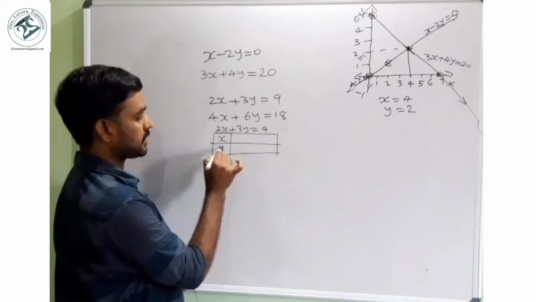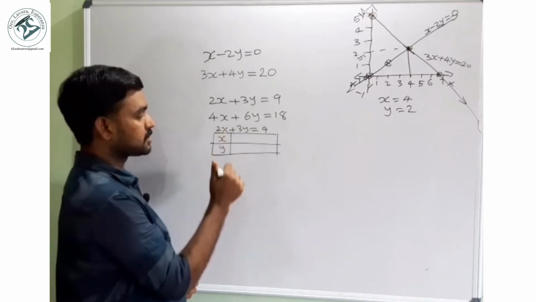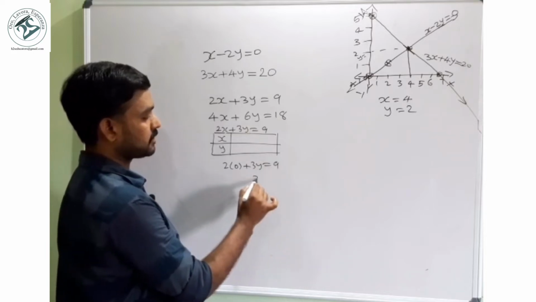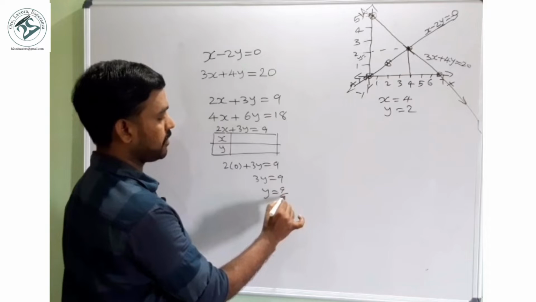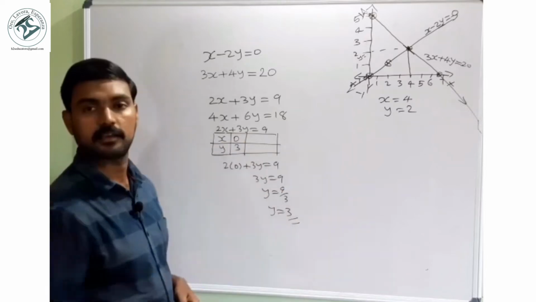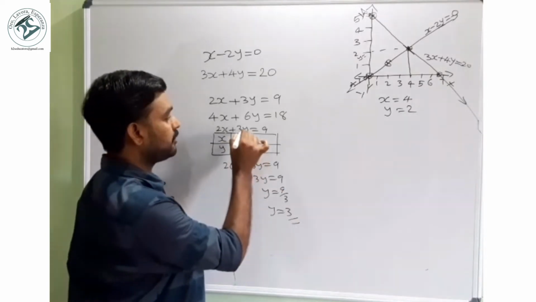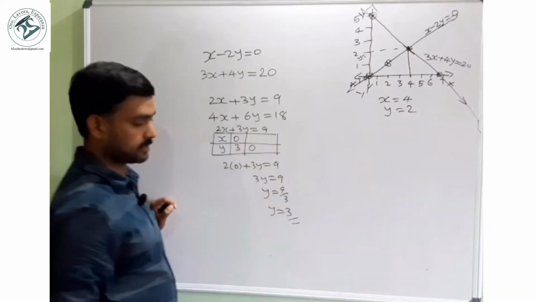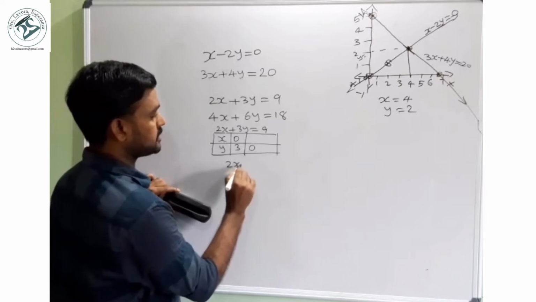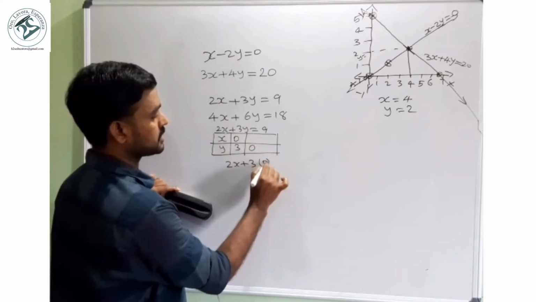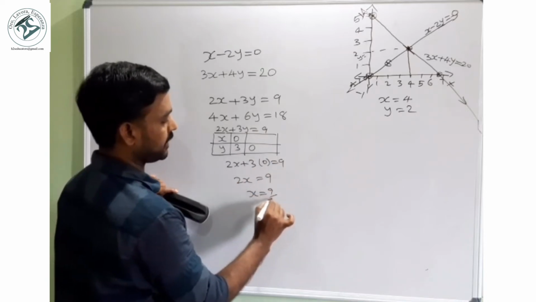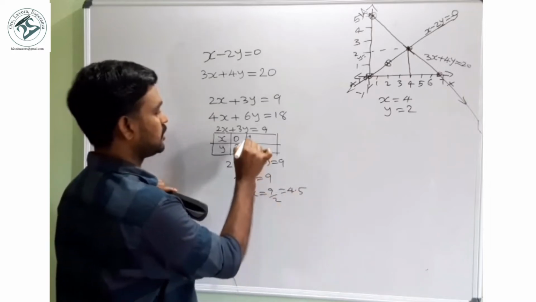First row for x values, second for y values. If x is equal to 0, 2 into 0 plus 3y is equal to 9. By solving, 3y is equal to 9, y is equal to 9 by 3. So y is equal to 3. So when x is equal to 0, we get y is equal to 3. Now in the place of y we can give 0. So what will be the x value? 2x plus 3 into 0 is equal to 9, so x is equal to 9 by 2, which is equal to 4.5. So here it is 4.5.